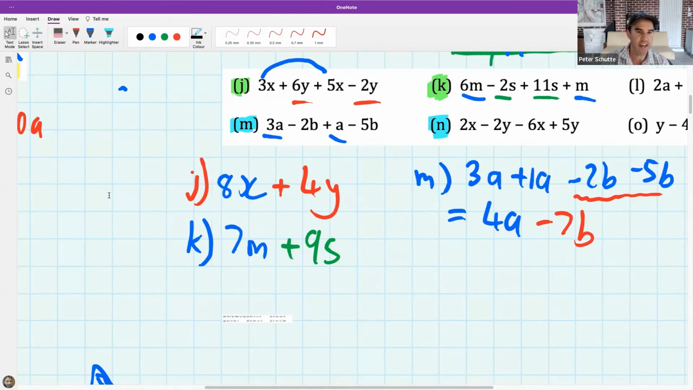Would anybody like to do n? Is anybody willing to help us with n? Mosa, can I come to you? Will you be able to help me? Mosa, can you help me with n to get me started?